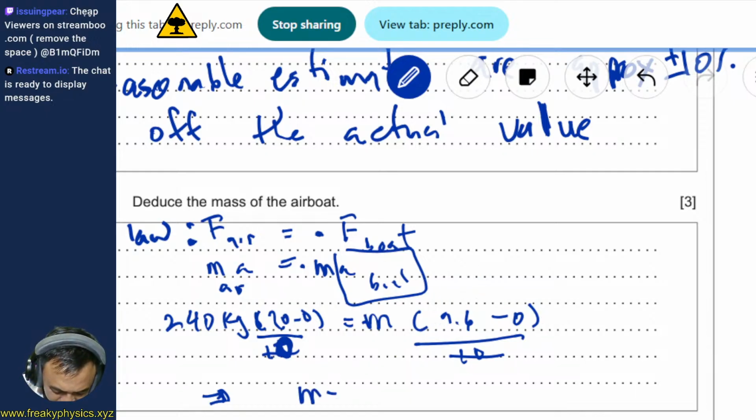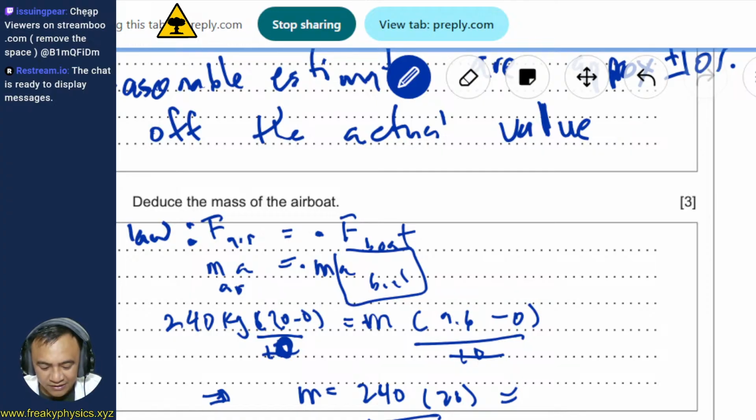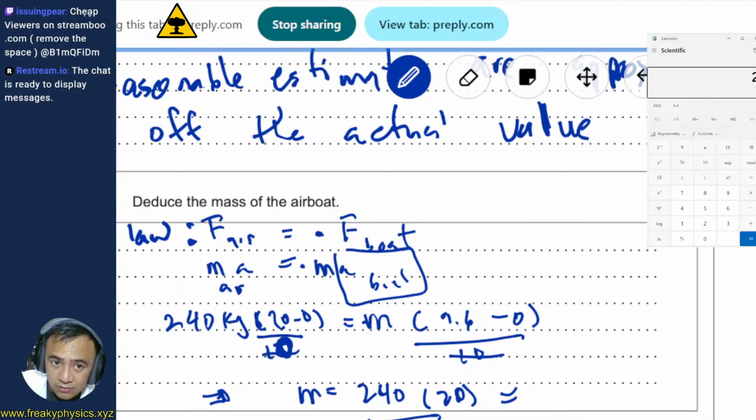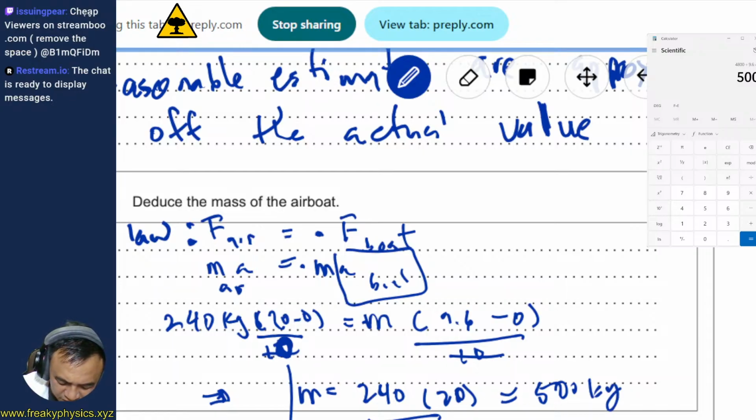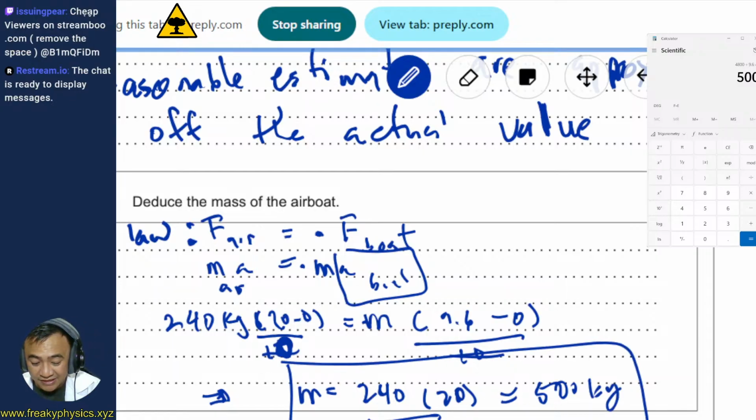So the mass will be equal to 240 times 20 over 9.6. And that's our final answer there. So what's that going to be? Let's just put that in the calculator real quick. 240 times 20 divided by 9.6. That gives us 500 kilograms, which is a reasonable estimate for the mass of a boat.